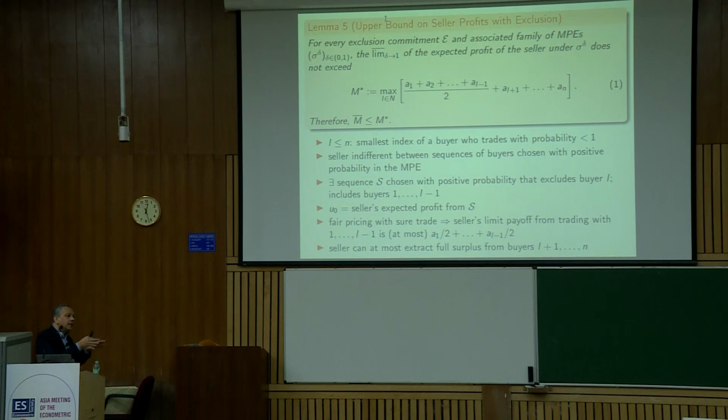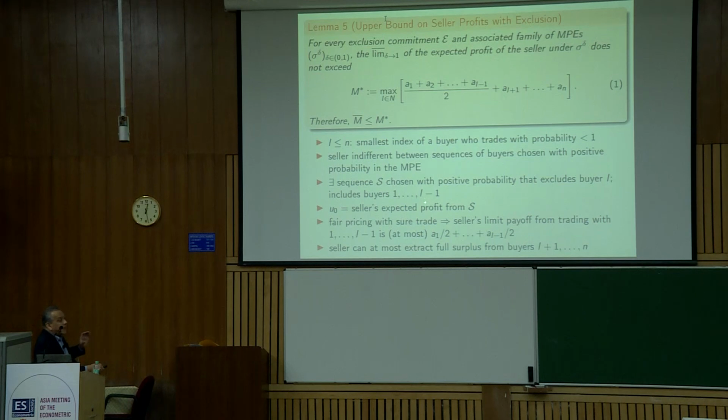And a seller has to be indifferent between all sequences of buyers that they approach and trade. Every time they approach a buyer, they trade with a buyer. Okay? So there is an optimal strategy for a seller which involves trading with probability 1 with all buyers with lower index than L. So L is the lowest index of a buyer who trades with probability less than 1. So all buyers with indices lower than L actually trade with probability 1.